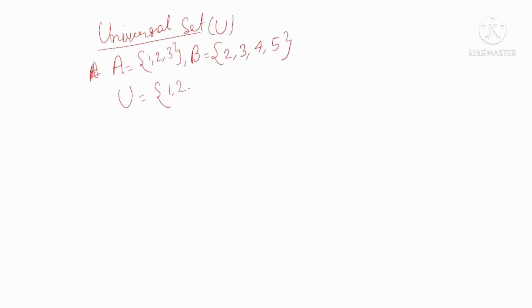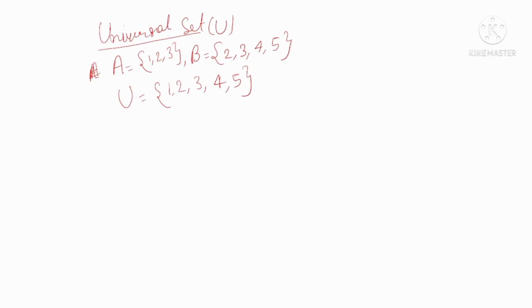It's like 1, 2, 3, 4, 5. I am assuming here that only two sets are possible. So due to only two possibilities, set A has elements 1, 2, 3, and set B has elements 2, 3, 4, 5. The universal set will contain all elements of set A as well as the elements of set B. That's why this is the universal set.